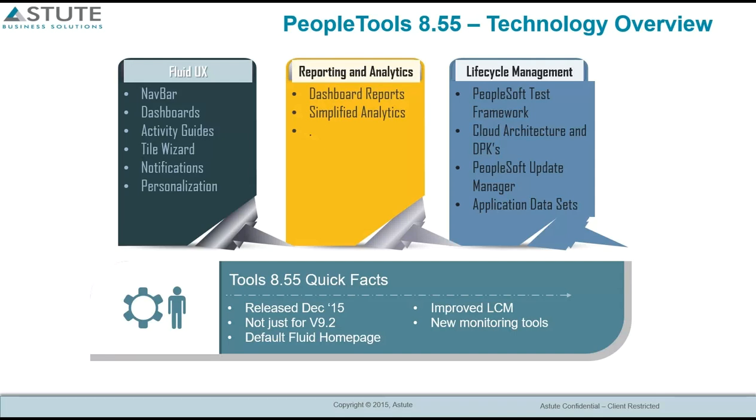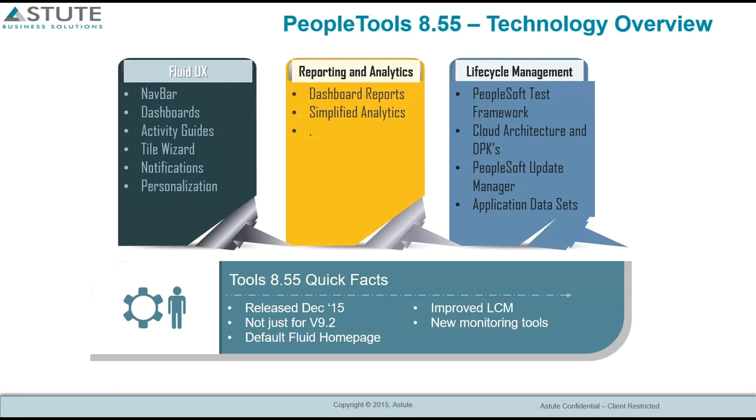Some quick facts about 855. It was released on December 15. It is not just for version 9.2. So for those of you who are on 9.1 and are not yet ready to upgrade, you can still get onto Tools 8.55 and start taking advantage of some of those newer features in 855.